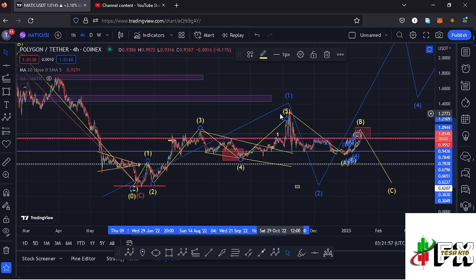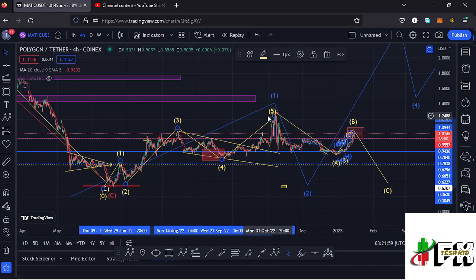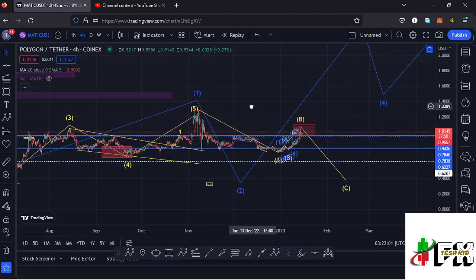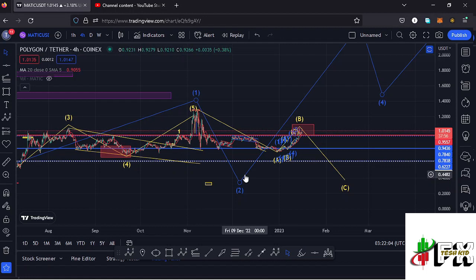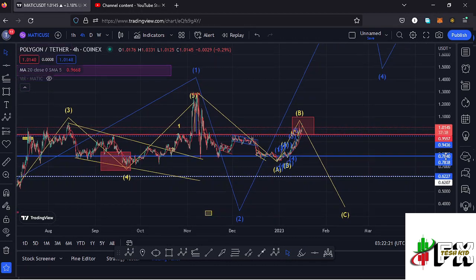After making our peak at around the $1.3 mark, we started this ABC corrective structure in the formation of a second wave. We are seeing an ABC corrective structure because a second wave is a corrective wave, and we expect an ABC corrective structure to play out. That has been my primary scenario here on the Polygon Matic chart, that we are seeing lower prices in the formation of this second wave, and that is what gives me the short-term scenarios that I'm expecting to play out.